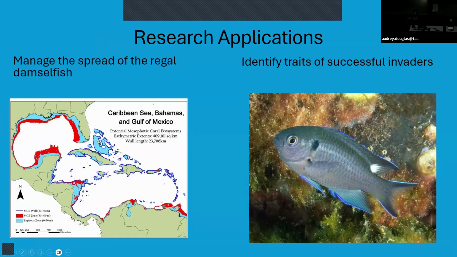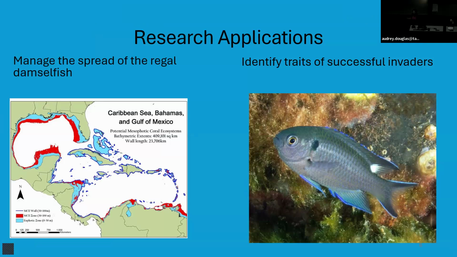So some applications and why this is important. This could help manage the spread of the regal damselfish if we know its behavior and maybe what kind of food it likes or where it swims. It can help manage the spread and keep these ecosystems pristine and not have a new invader.